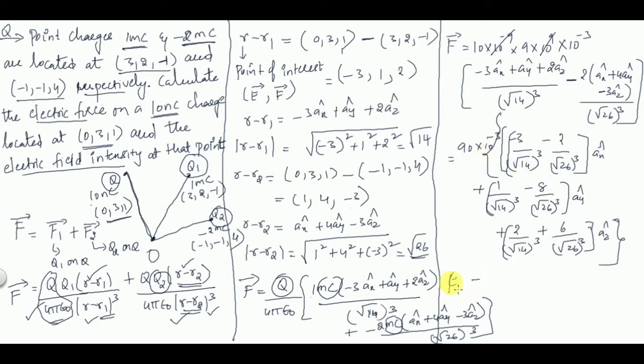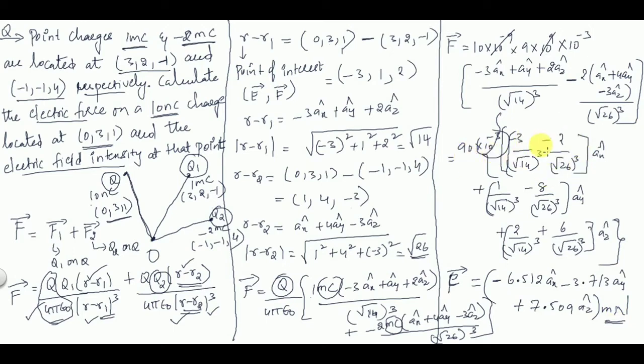So if you solve them, you'll get the answer as minus 6.512 AX cap minus 3.713 AY cap plus 7.509 AZ cap millinewtons. Okay, so 10 to the power of minus 3, take it as it is, so you'll get in millinewtons.